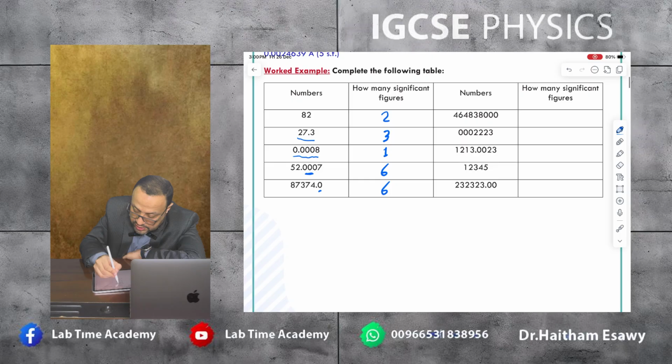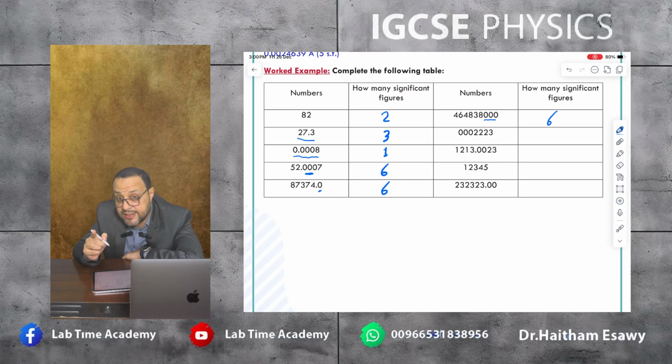Here you have 0, 0, 0. You will not count it because there is no decimal. So we only have 1, 2, 3, 4, 5, 6. So we have 6 SF. 6 significant figures.